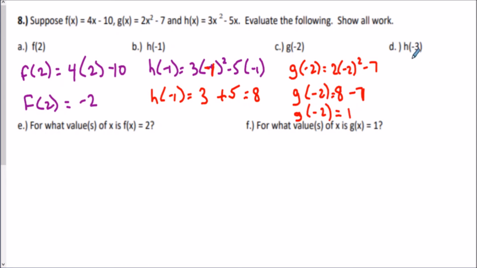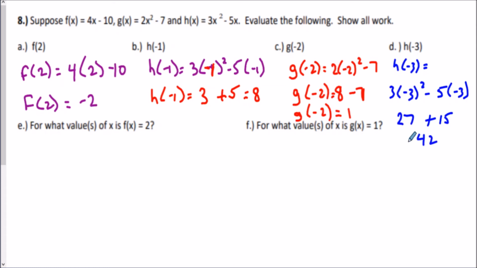And then the last one, h(-3). Hopefully you've gotten the idea with this one. I'm going to go one more time up to h, and h(-3) is equal to 3 times (-3)² minus 5 times -3. Again, let's be careful with our order of operations. (-3)² is +9. 9 times 3 is 27. Then if I multiply together -5 times -3, I get +15. So h(-3) is 27 plus 15, which is 42.